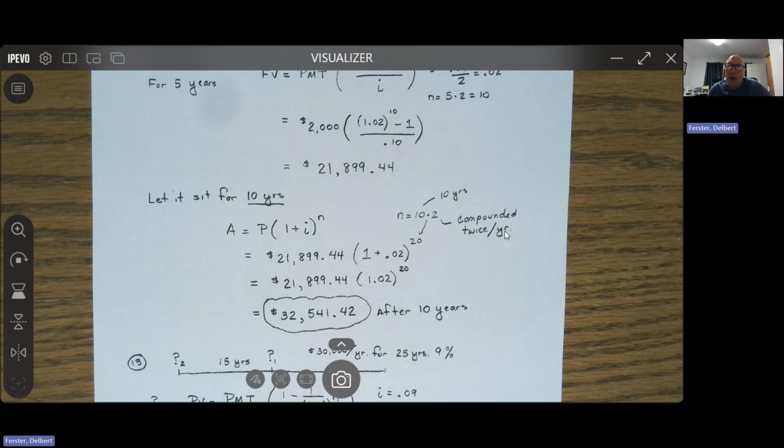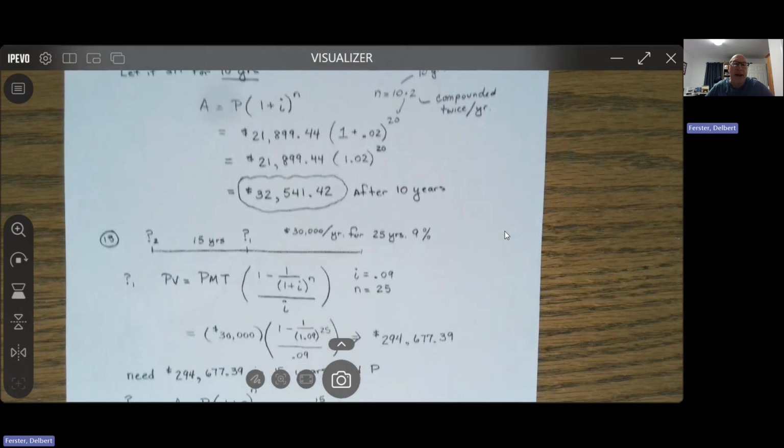So guess what? The $21,899.44 over that 10-year span grows and develops into a total of $32,541.42. And that would be the amount that would be left there at the end of that 10-year interval. All right, so that's our final answer for number 12.